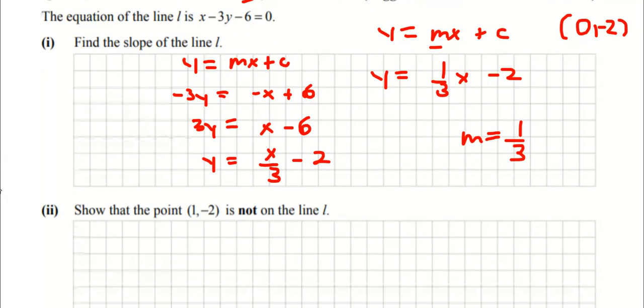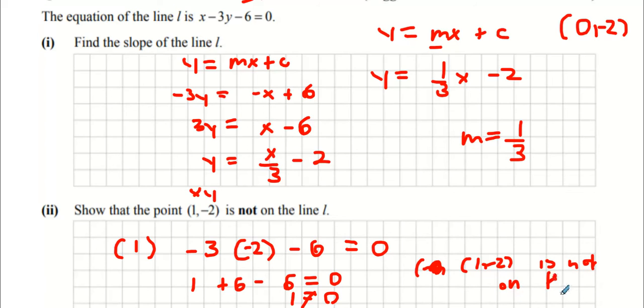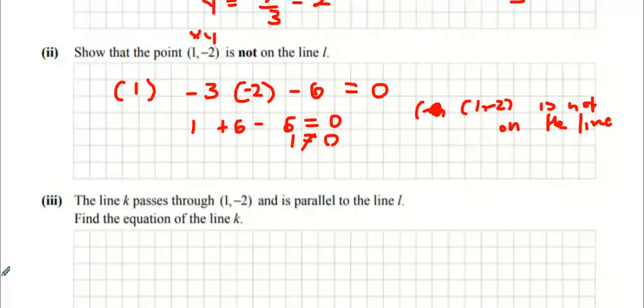Show that the point 1, minus 2 is not on the line L. Well, if it's not on the line L, when I sub in the x and the y value, it should not balance. So 1 for x, minus 2 for y. It's going to be 1 plus 6 minus 6 equals 1, and 1 does not equal 0. It shows that it's not on the line. 1, minus 2 is not on the line. Okay. Happy days. That's question 8.